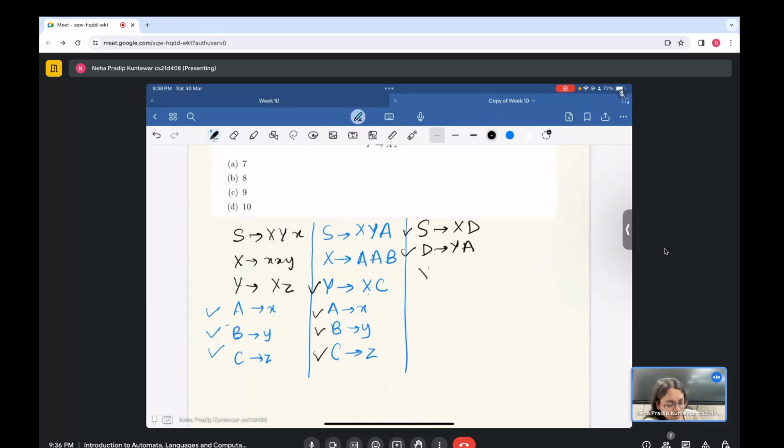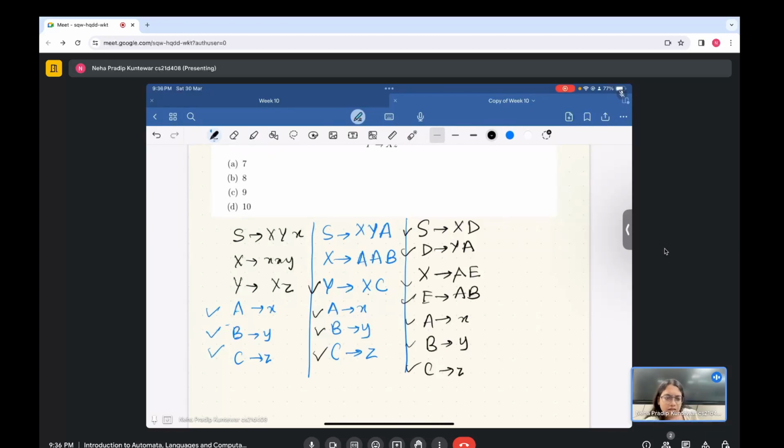Similarly, you can do this for X. You can say X gives A followed by E, and E gives AB. So again with the same idea, X gives AE and E gives AB. So this is as good as saying that X gives AAB. So that is basically an equivalent way, and the rest of the productions remain the same. So you have A gives small x, capital B gives small y, and capital C gives small z. And all of them are now in the CNF form.